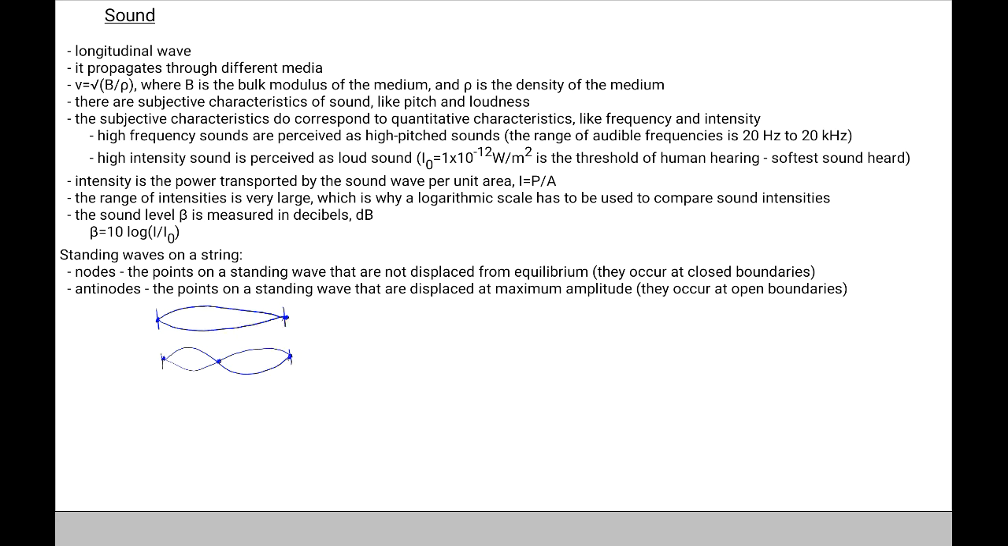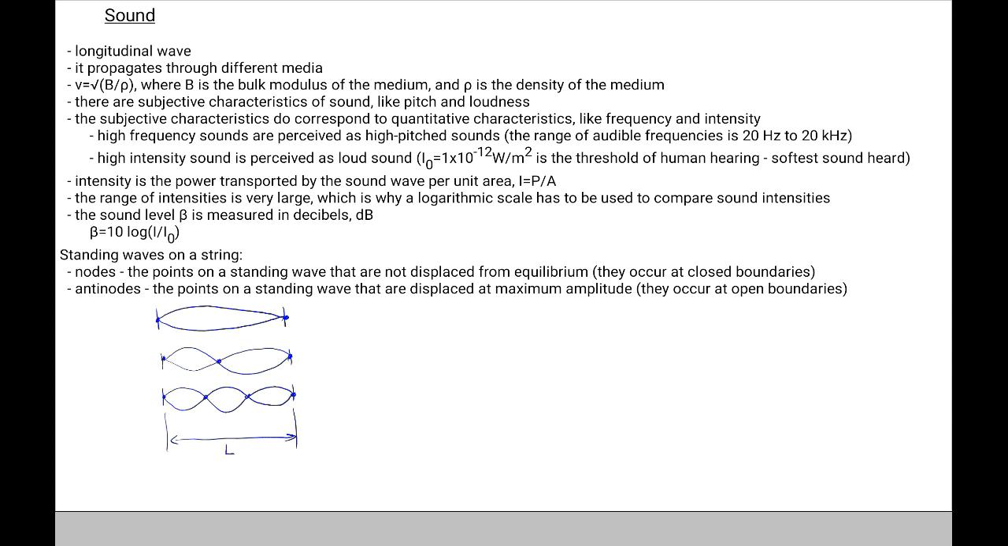Of course my drawing is not very good. This node should be right in the middle here. I'll try to do the next one a little bit better. Now if we increase the frequency, then we end up with a wave that looks like this. This wave has a node here, there, there, there, and antinodes here, there, and there. So let's look at these three waves, and let's say that the length of these posts here at the ends is L.